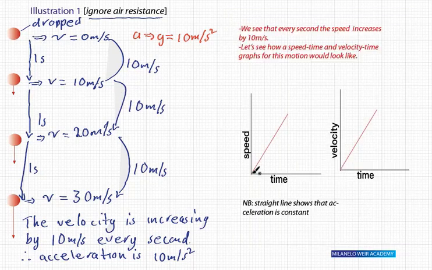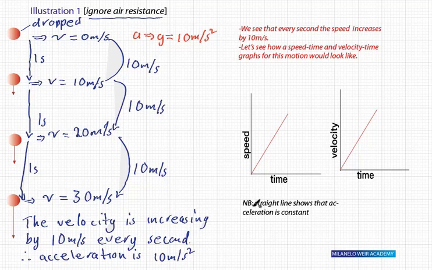Well, here is a speed-time graph, here is a velocity-time graph. They are the same. Why are they the same? Because the direction is not changing. The direction is the same. So when the direction is the same, speed and velocity will be the same. The only difference is when the direction changes, like when you throw something vertically upwards, it goes up, then it comes back. In that case, the graphs won't be the same.